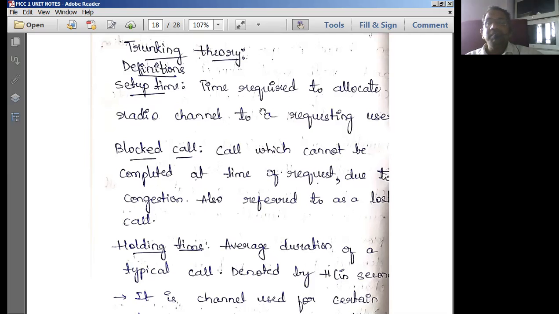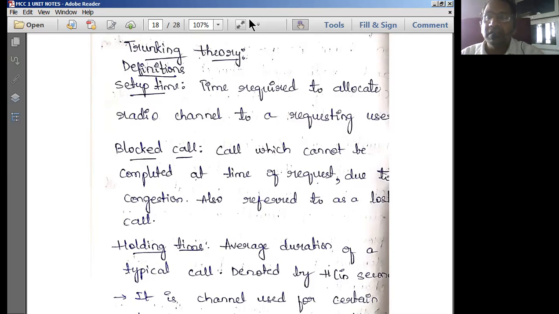So what is setup time here? Quite common. The time required to allocate a radio channel to a requesting user is known as setup time. That means once a request has been made by the mobile user, the base station has to set up the call between the two mobile users. The time taken to establish the call between two mobile units is simply known as the setup time.